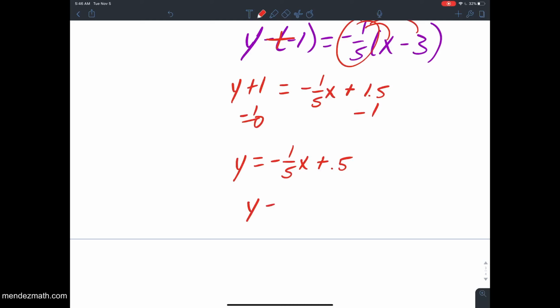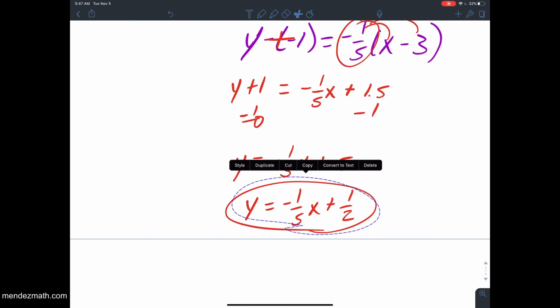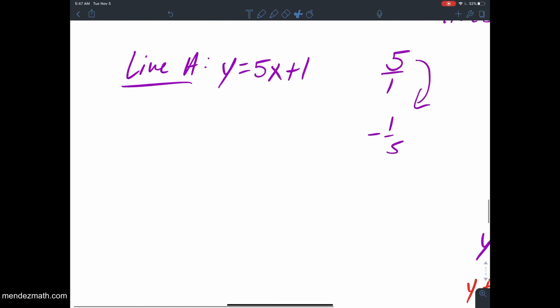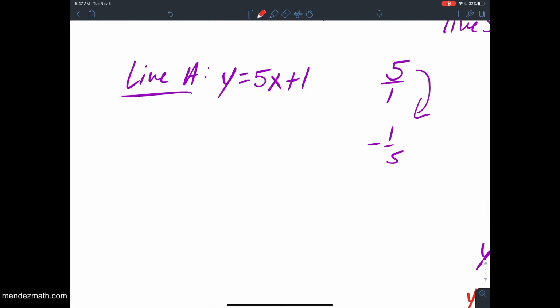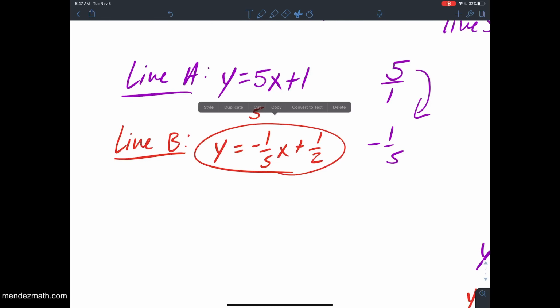This was kind of messy, so I'm just going to rewrite it. Y equals negative 1/5 x plus, 0.5 in a fraction is just a half, 1 over 2. And there's our line. Okay, and let me copy it. Line B is going to be right here. Paste. Okay. And there it is.